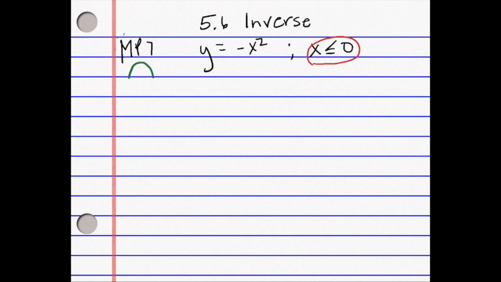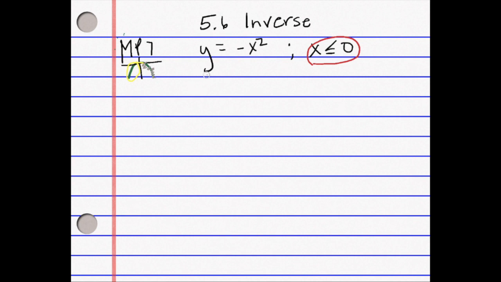For this particular parabola, let me draw the axes so it makes a little bit more sense here. We are only looking at the negative values, excuse me. So we're going to ignore all of the positive values and we're only going to be looking at the negative values. So there's a little bit of a restriction on here. Okay, so let's get started.